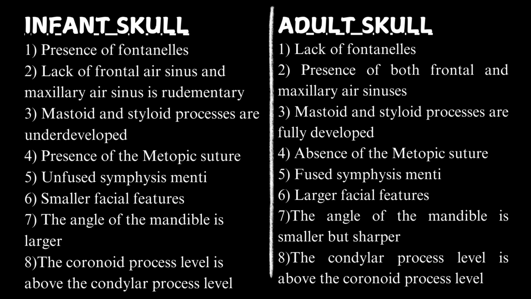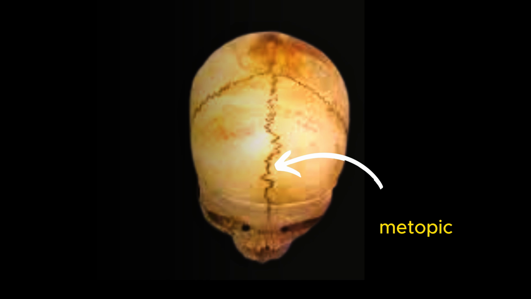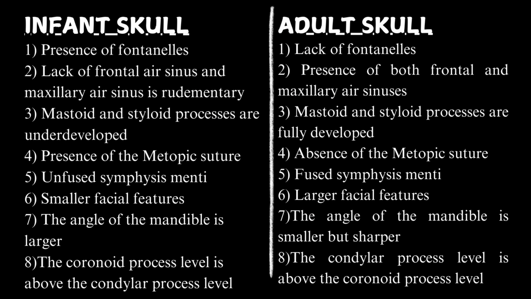The mastoid and styloid processes are underdeveloped as their ossification starts after birth. The infant skull also has an extra suture compared to the adult. This is the metopic suture. The symphysis menti is not fused compared to the adult, which is fused. The facial features of the infant are smaller compared to the adult. The angle of the mandible is larger in the infant, while in the adult it is smaller and sharper.